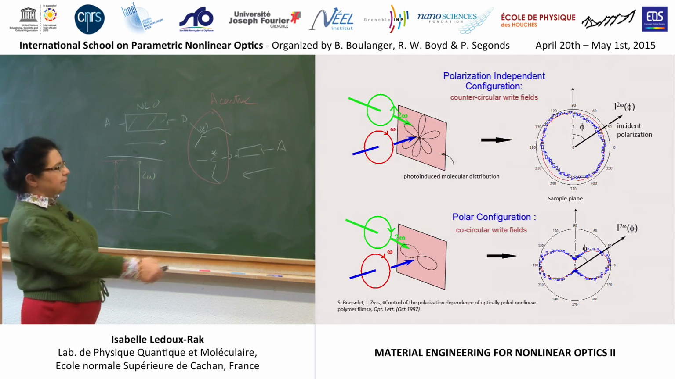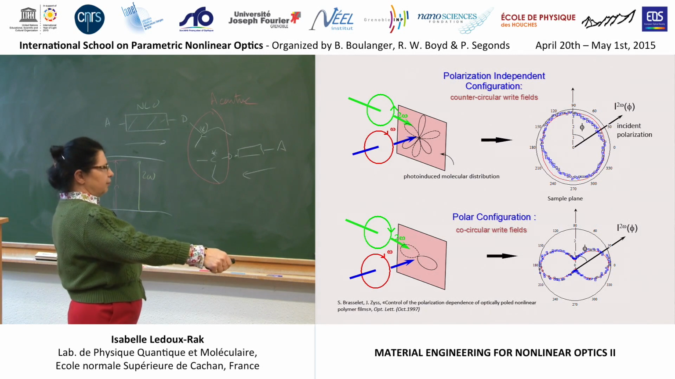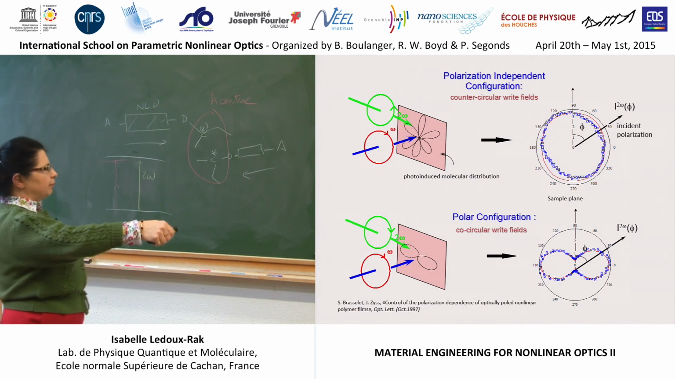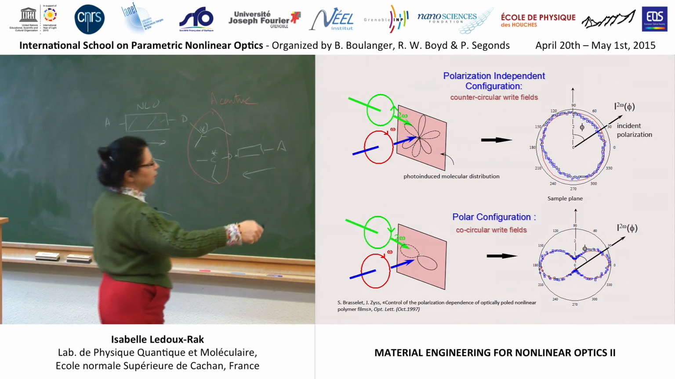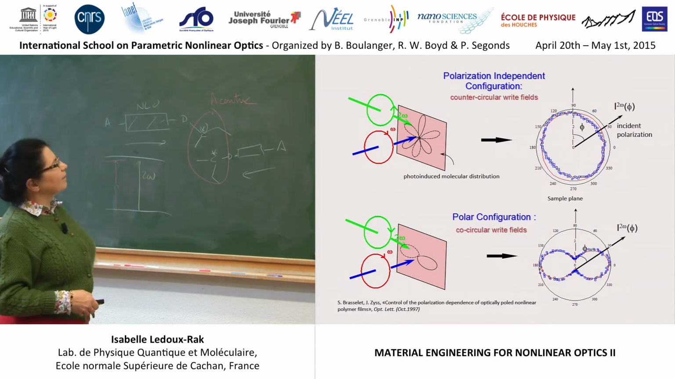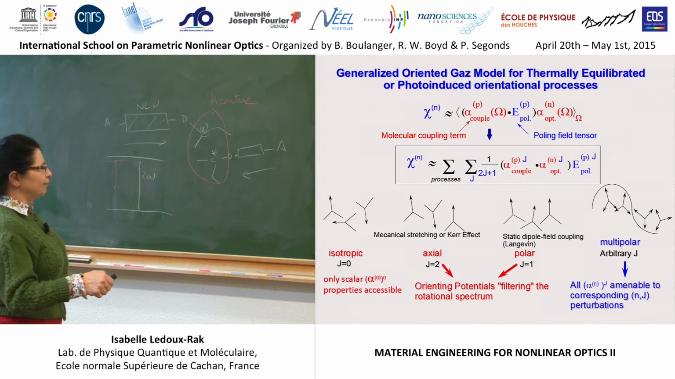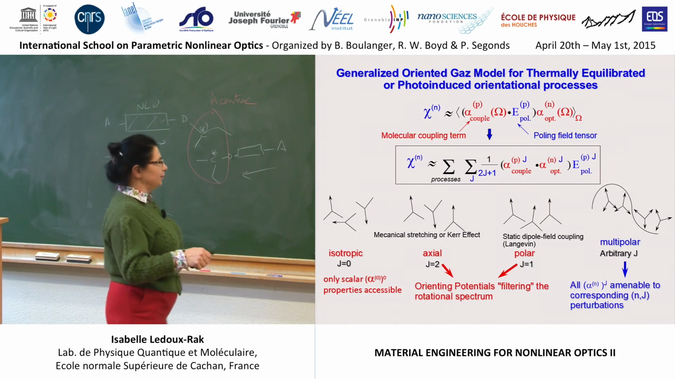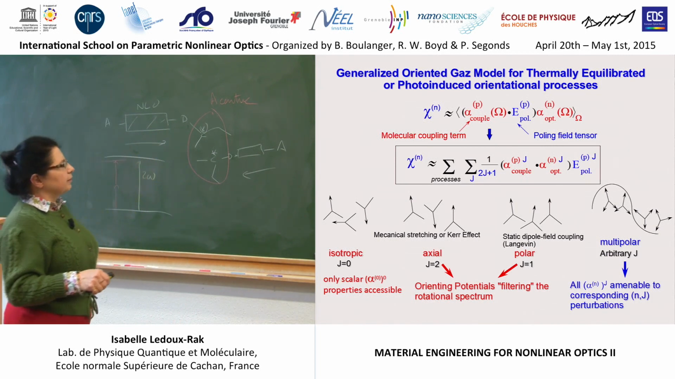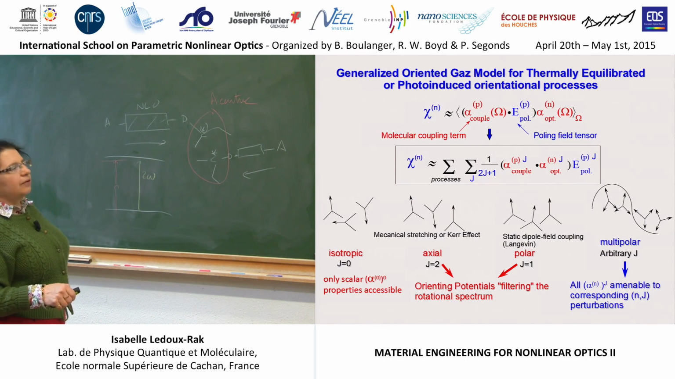So to summarize, we can have either a purely dipolar configuration with co-circular writing fields, and we can have a purely octupolar configuration with a contra-circular field. And it can be generalized to any kind of orientation, for any kind of order. So this is some writing of chi2 in terms of association of polarizabilities with the poling field tensors.